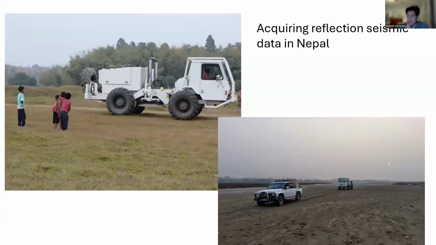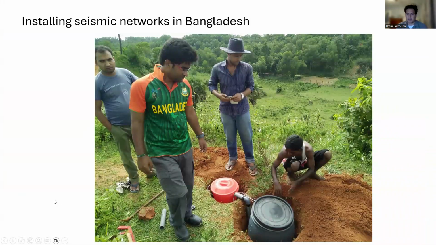One of the tools I use is active source seismic data. So this is an example from Nepal where we were acquiring seismic data across the main frontal thrust, the active thrust fault there. Another tool we use is seismicity, right? So here we are installing a temporary seismic network in Bangladesh to understand the microseismicity there at the tip of that megathrust zone that underlies the eastern half of Bangladesh.